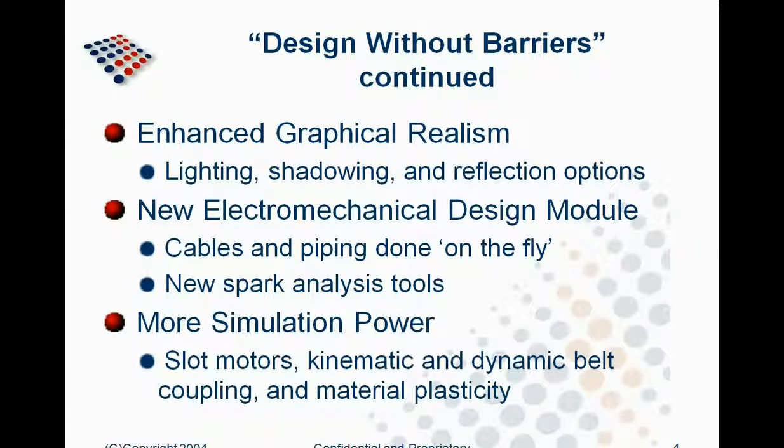The electromechanical design has two significant improvements as well. Cabling and piping, which are two of the big uses for Pro Engineer as well, now have a more on-the-fly type interaction with them. So you can model cables and piping by picking specific points and routing it through there, whereas before it was much more difficult to designate areas for those analyses to go through.